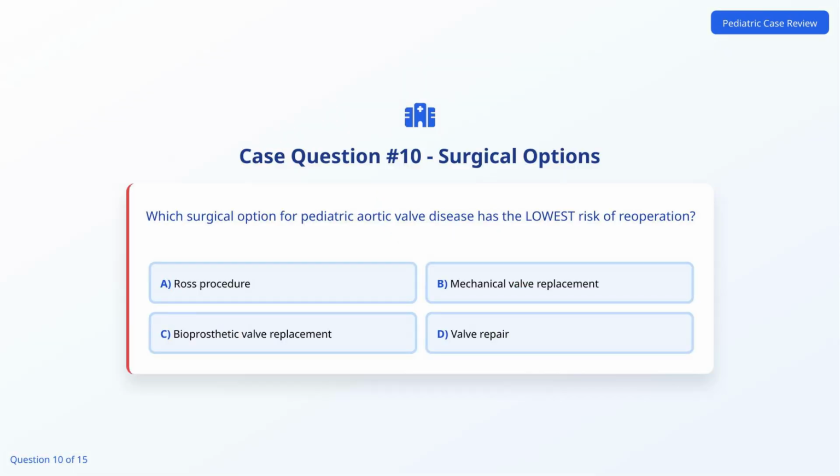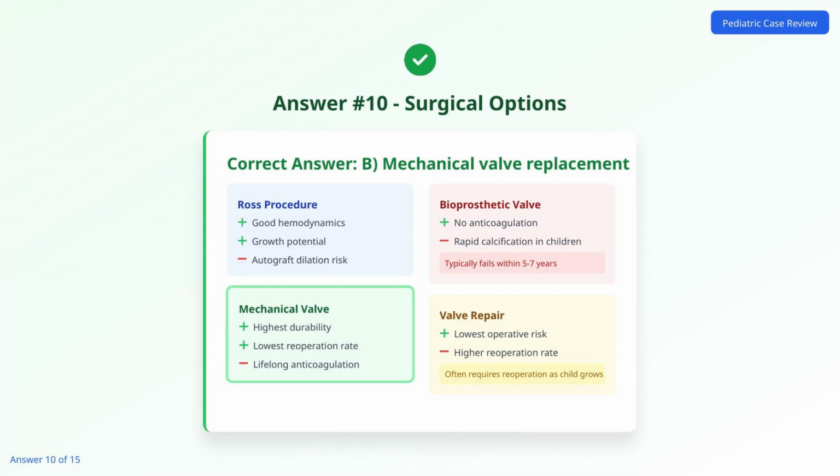When considering surgical options for pediatric aortic valve disease, which of the following has the lowest risk of requiring reoperation? Is it A, Ross procedure, B, mechanical valve replacement, C, bioprosthetic valve replacement, or D, valve repair? The correct answer is B, mechanical valve replacement.